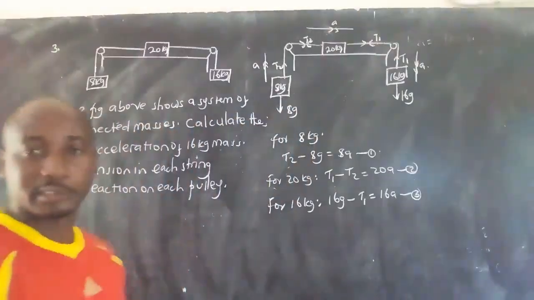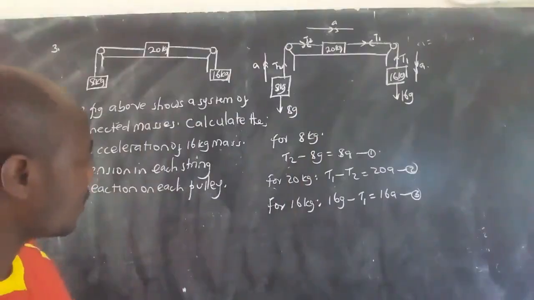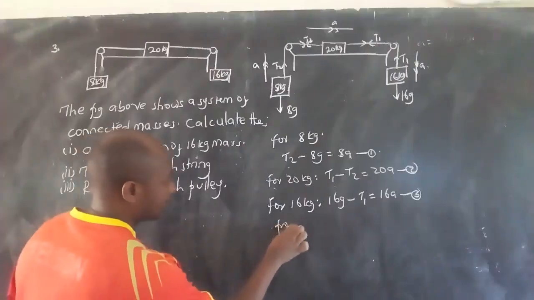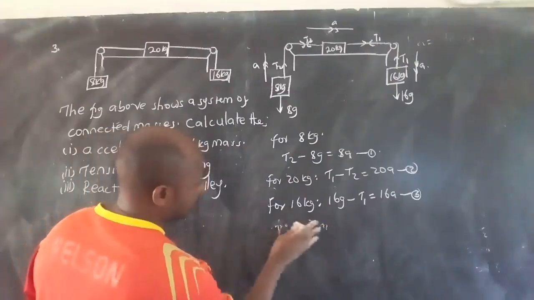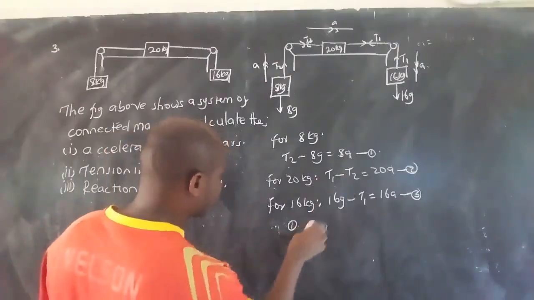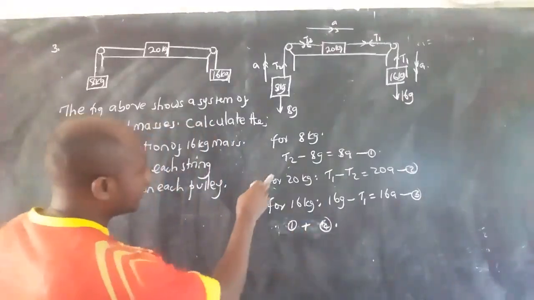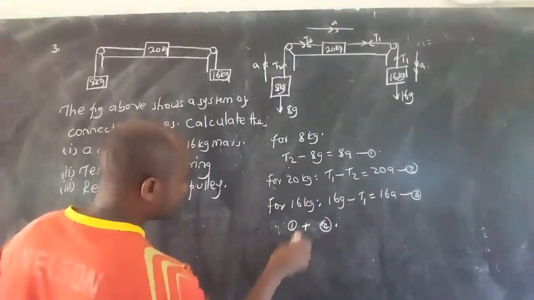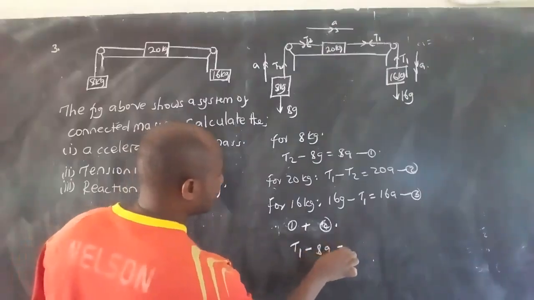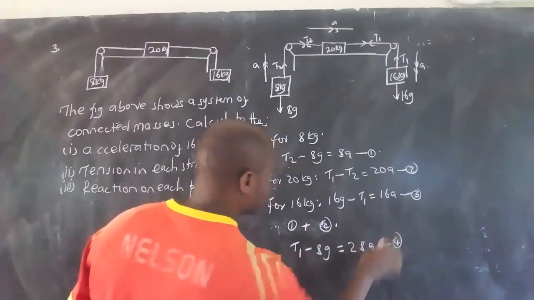So we are going to solve those equations simultaneously, and we get the value for A. So from 1 and 2, can we eliminate T2? We add equation 1 plus equation 2 to eliminate T2. So when we add, T2 will disappear, we shall have T1 minus 8g, giving us 28A. That's equation 4. So for 3, what do we do?